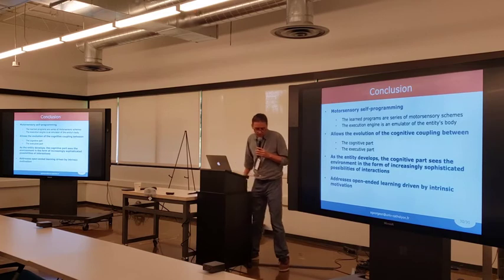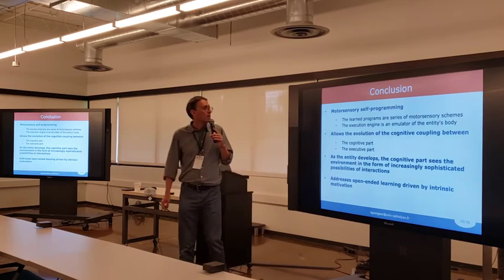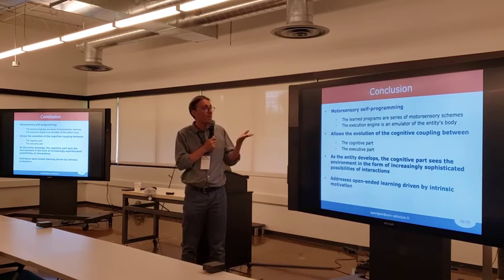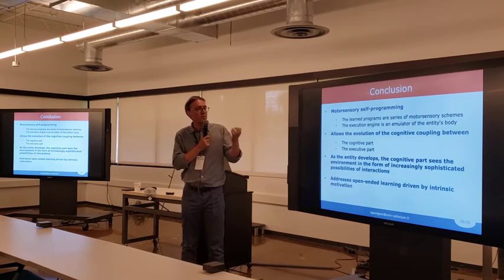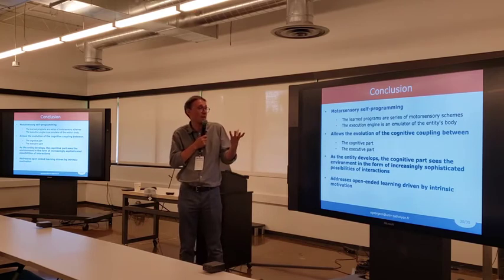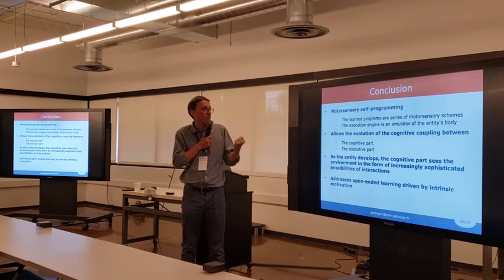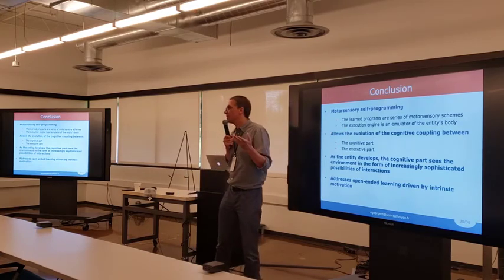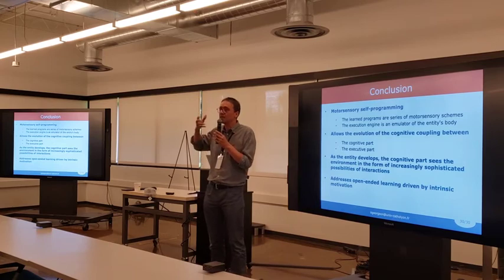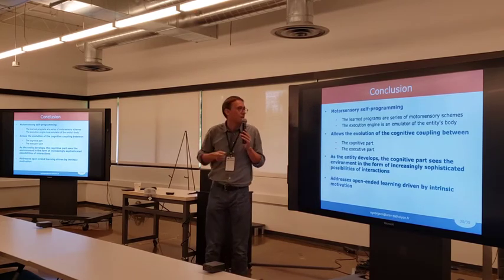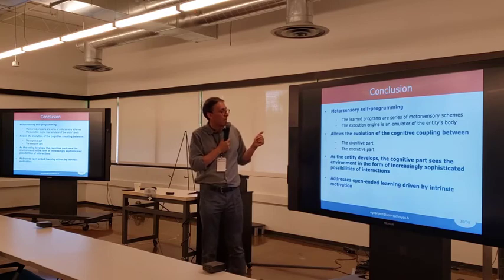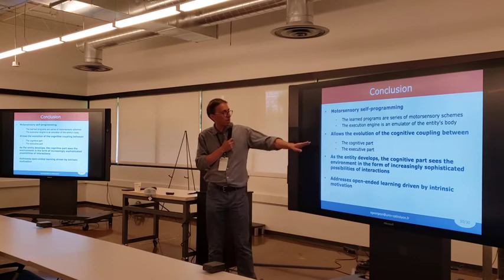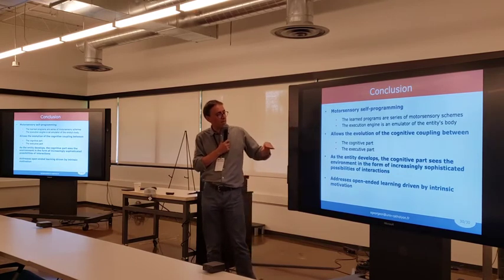Okay, so as a conclusion, we are doing motor-sensory self-programming. That is, the agent learns programs that are series of motor-sensory schemes. That's the programming language that it uses to learn this program. And the execution engine is, in fact, an emulator of the entity's body. So it simulates its own action, and that's how it's self-programming. So it allows the evolution of the cognitive coupling between what we call the cognitive part and the executive part.